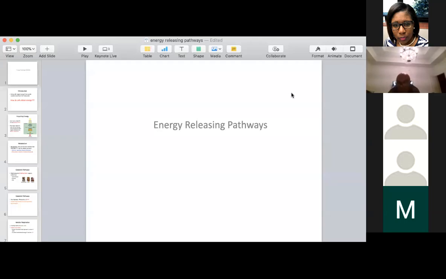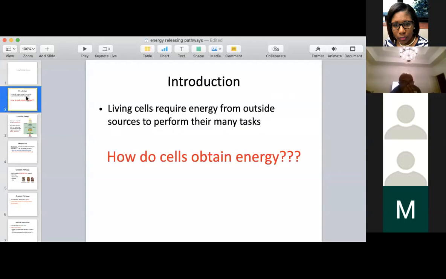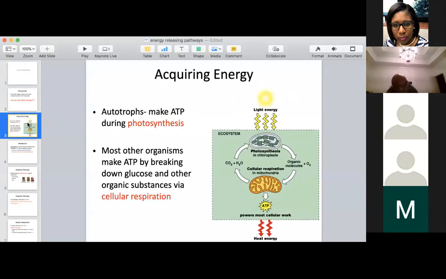All right, so energy releasing pathways. We're looking at the ways in which organisms obtain and utilize energy. So the introduction that we just briefly discussed is that living cells require energy from outside sources in order to perform many tasks, right? So the question is how do cells obtain this energy? As it relates to eukaryotic organisms, we're going to obtain this energy by consuming food.